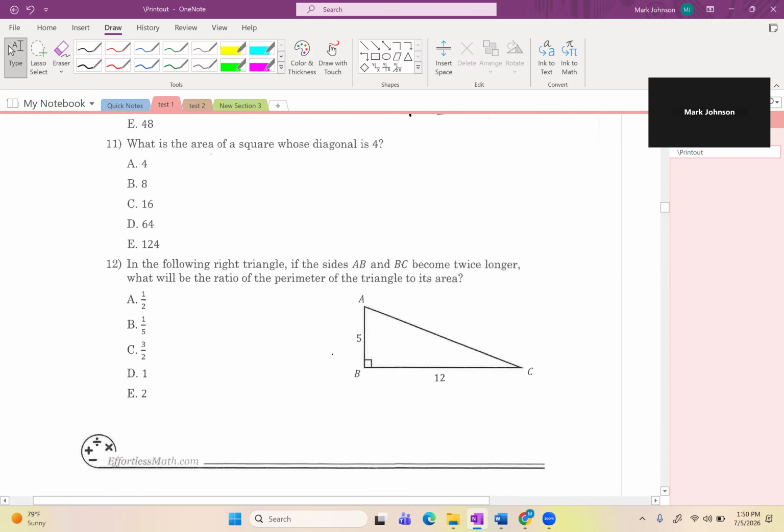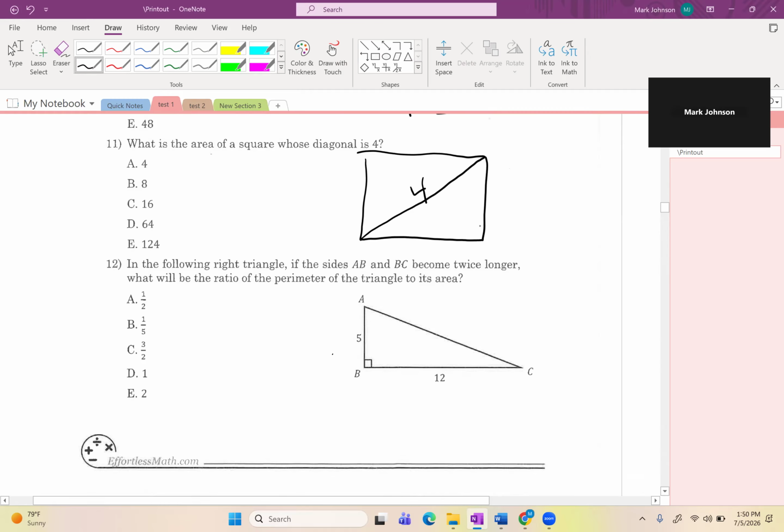What is the area of a square whose diagonal is 4? ¿Qué es la área de un cuadrado que diagonal es 4? Siempre hagas un dibujo, ayuda mucho. El diagonal es 4.